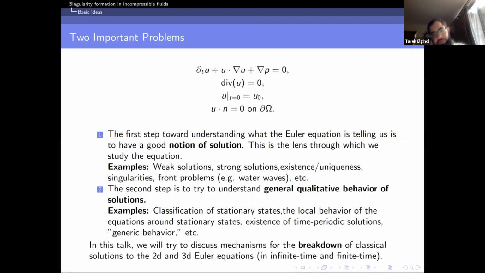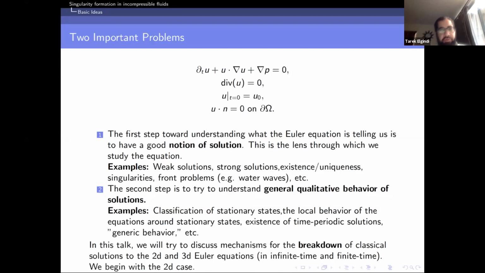So in this talk, I'm going to try to discuss mechanisms for breakdown of classical solutions. One can put the finite time singularity question more in the first category, but these two directions are intimately related, so it's difficult to separate them.